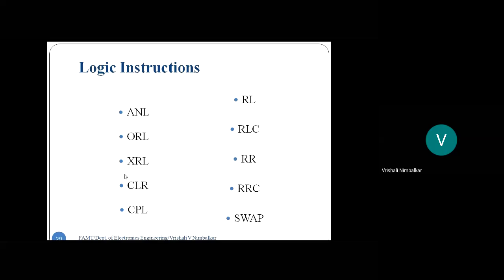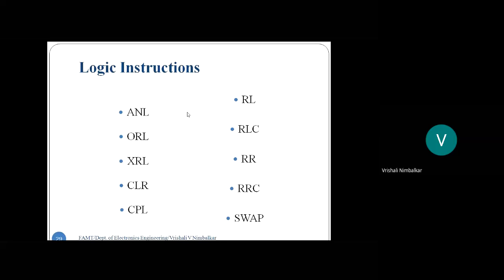Now we will go for logic instructions. In logic instructions, we will be doing ANDing, ANL, ORing, ORL, XORing, XRL, CLR for clear, CPL for complement, R for rotate, L is for left, rotate left. Next, rotate left with carry. Rotate right, that is definitely without carry. And the next is RRC, rotate right with carry. And swapping, it's the same as exchanging. So we have swap under logical instructions.